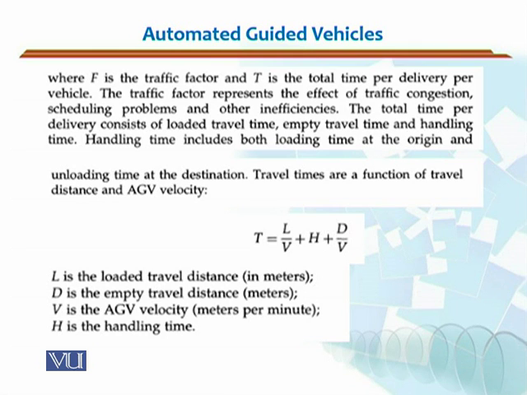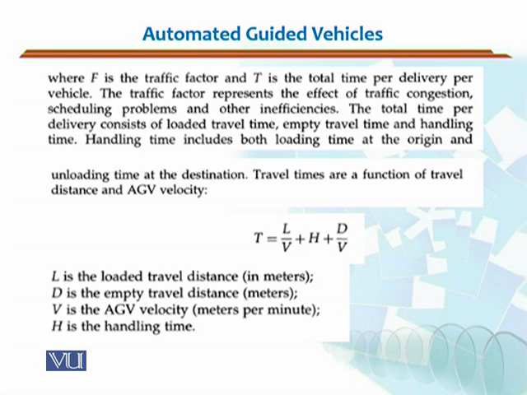So we have estimated one factor F. What does it represent? It represents how much traffic is there in your facility. What is the congestion level? How much rush is there of different facility vehicles on one path? Of course, it can create some scheduling issues as well as other inefficiencies like delays.